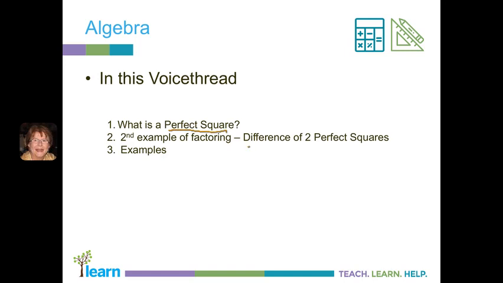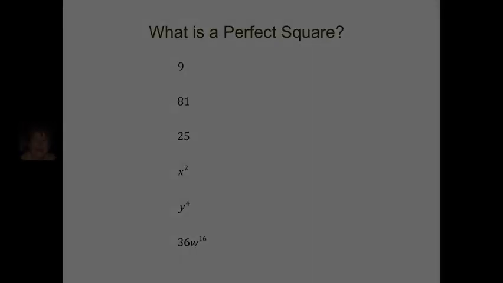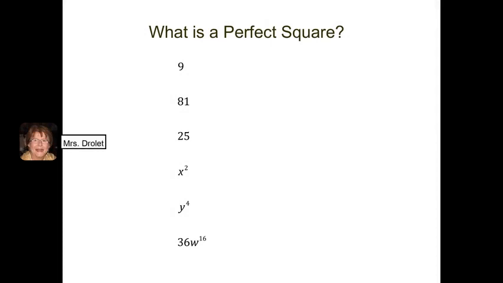Then we're going to look at the procedures for following the difference of two perfect squares factoring method. And I will have several examples that you can practice with. First thing to understand is, what is a perfect square? The following values that you see on the board are all perfect squares. But do you know why they are all perfect squares?